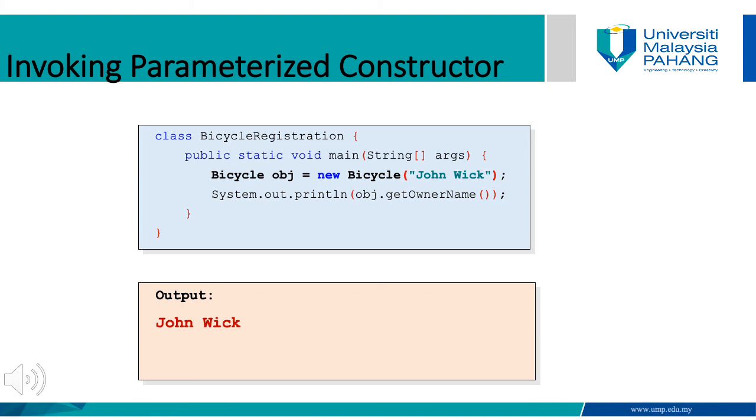If we run this code, for example here in the BicycleRegistration class, the bicycle object equals new Bicycle(John Wick). System.out.println(object.getOwnerName). So automatically the code will give the output John Wick. This is how it invokes a parameterized constructor.